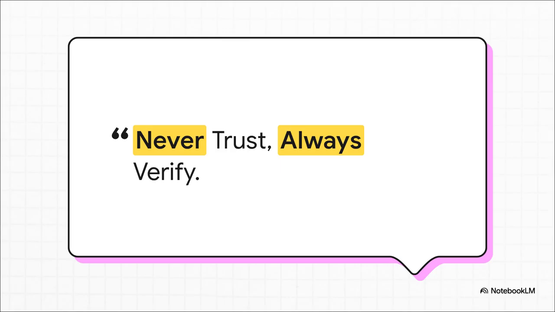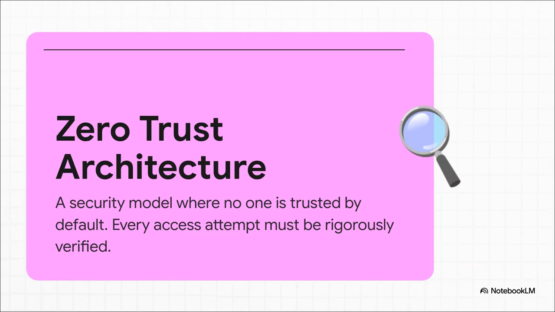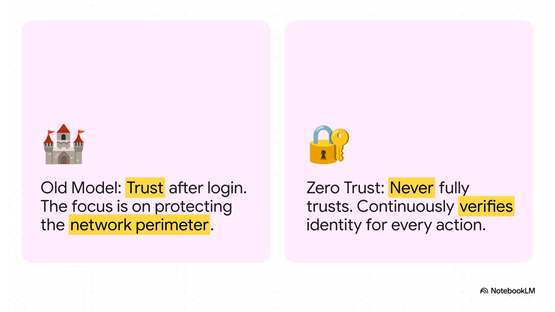This super cautious approach leads us directly to the guiding philosophy of all modern cybersecurity. The mantra is simple, but it's incredibly powerful. Never trust, always verify. This is the heart and soul of a security model we call Zero Trust. Zero Trust basically throws that old idea of a trusted internal network right out the window. It works on one core assumption. Threats can come from anywhere, including from inside the organization. So because of that, every single attempt to access anything at any time has to be verified. No exceptions.